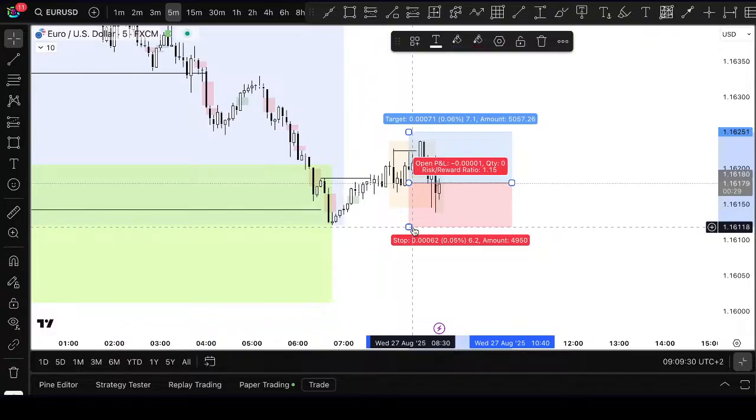60 pips. Now we need to calculate the lot size. 380 divided by 65, which is like 5.8 lots. Okay, yeah, we can go for that. EURUSD. So I am in the EURUSD with 5.8 lots. Yeah, we are in that.